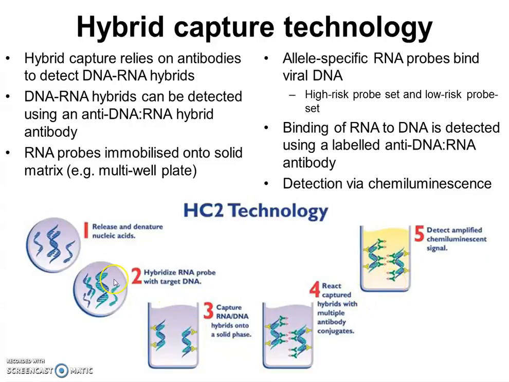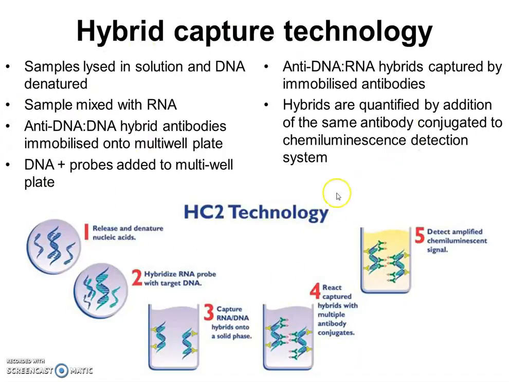So the key point is, if viral DNA is present, the RNA probe will bind to it. That will be captured onto the well by an anti-DNA RNA hybrid antibody. That will be quantified by the same antibody, which is added later, but that's got a label on it. That label is an enzyme that will convert a substrate into a chemiluminescent signal and light is given off. So you can have a 96 well plate system and the amount of light given off from each well is related to how much high risk viral DNA there is in that sample.